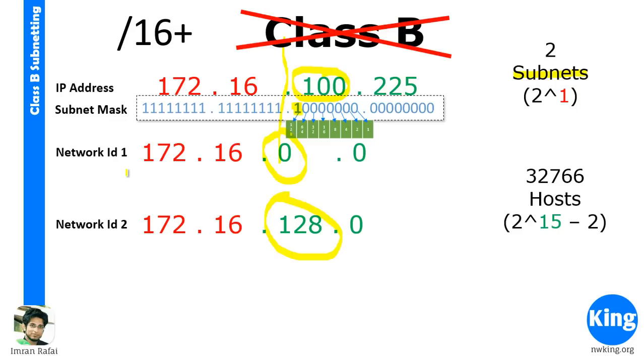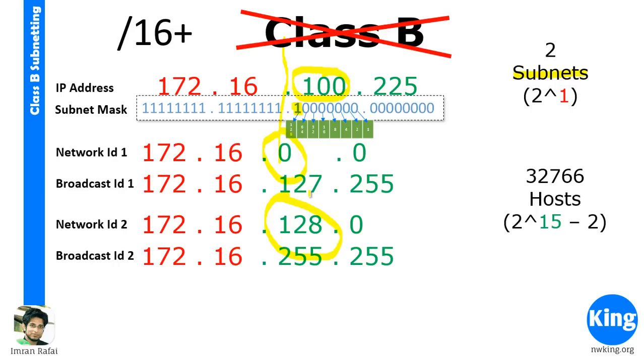How do we get the broadcast ID? Broadcast ID is 1 minus the next network ID. So 1 minus 128.0 is 127.255. Remember the digital clock: 1400 hours minus 1 second is 13:59:59. So 128.0 minus 1 is 127.255, where 255 is the largest number. And the broadcast ID of the last network, as we always know, is making everything 255. Like the first network ID is 0.0, the last broadcast ID is 255.255. It's very, very simple, isn't it?